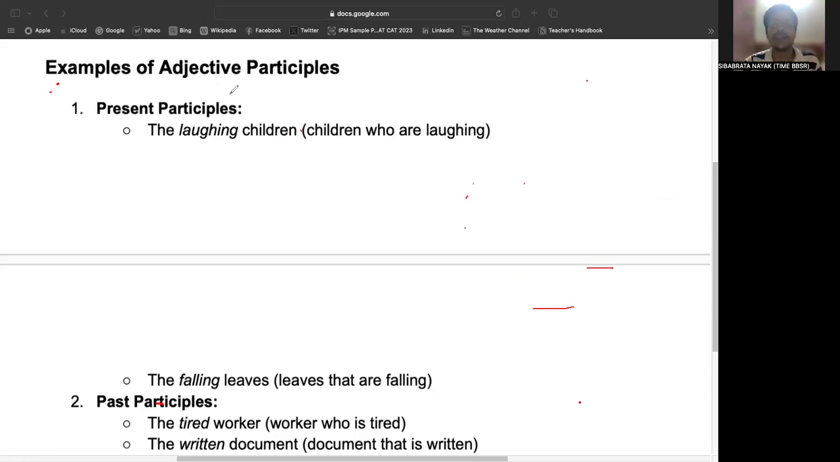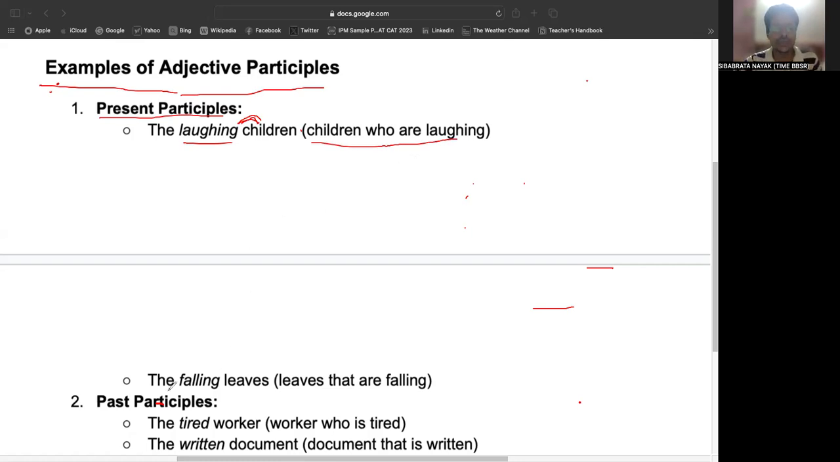If you observe, it is stated under present participles: the laughing children. So what do you mean by that? It is known as post-positive, isn't it? The laughing children. Sorry, it's not post-positive. It is called the attributive case, the laughing children. What do you mean by that? The children who are laughing. So instead of saying the sentence children who are laughing, we can say the laughing children, right?